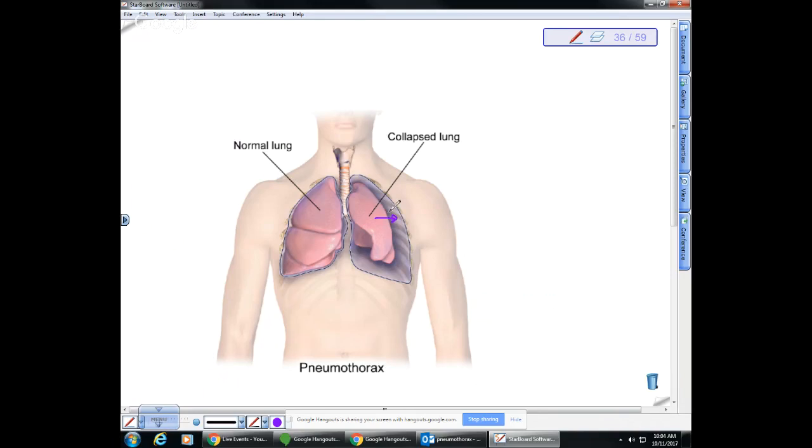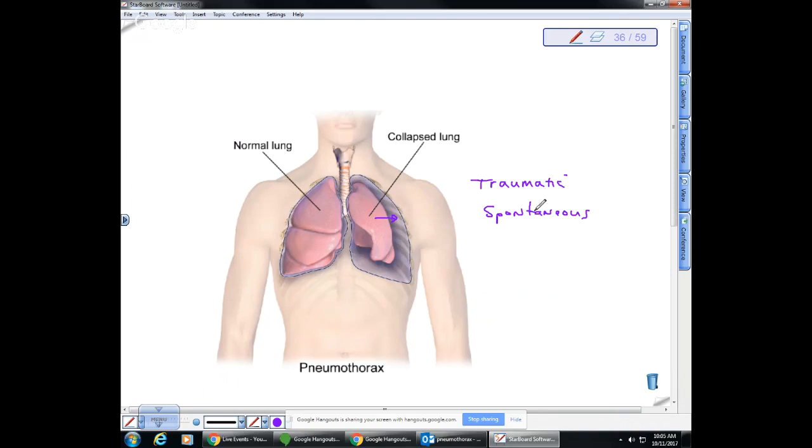And remember that we talked about that space as being the interpleural space, which is filled with serous fluid, which allows you to breathe and the lungs to move within this pleural membrane friction-free. So there are two different ways that you can get air into that space. The first one is traumatic, and then the other one is spontaneous.